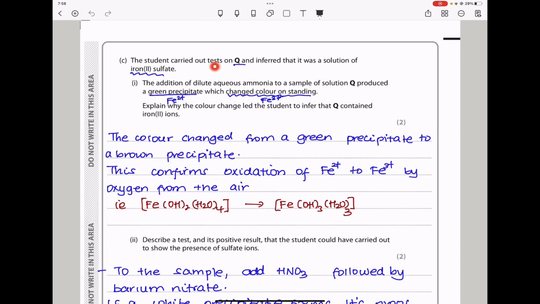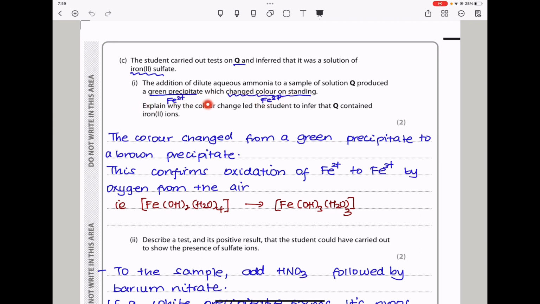They say the student carried out tests on Q and inferred that it was a solution of iron 2 sulfate. The addition of dilute aqueous ammonia to a sample of solution Q produced a green precipitate which changed color on standing. In this case, iron 2 is going to be the green precipitate, and if it changes color on standing, it's because the iron 2 has been oxidized to iron 3 plus by oxygen in the air.